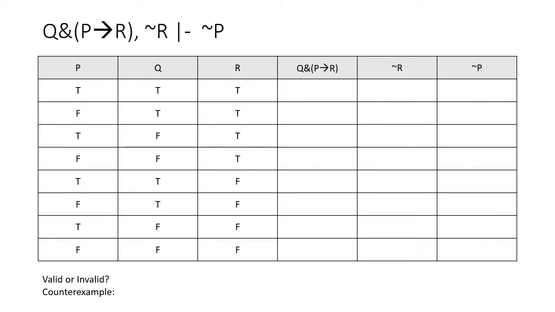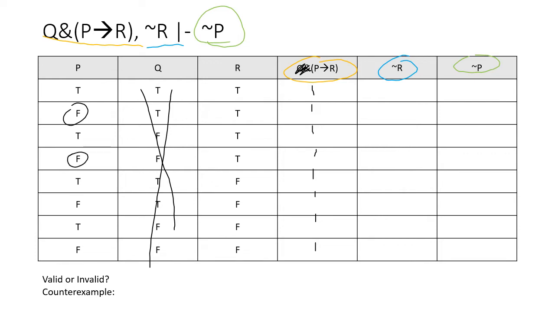Looking at the second one, we've got two premises here, one here, and then here's our conclusion. So we've got two different operators here in the first premise. We'll have to do the one that's inside the parentheses first. And so using P and R, wherever P is false or R is true, it's true. And in the other situation in which the P is true and the R is false, it's false.